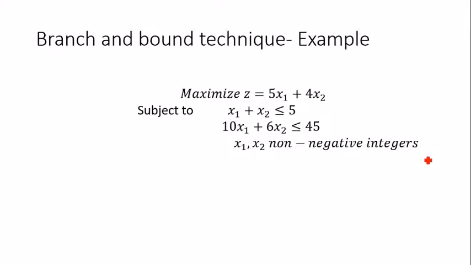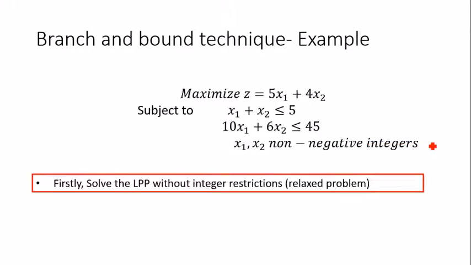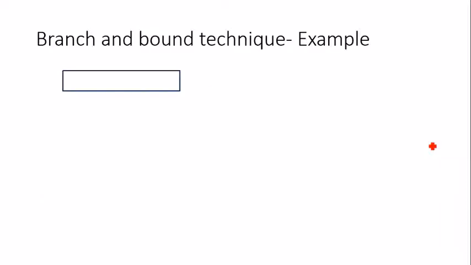What should be the first step of the branch and bound technique? The first step is you just ignore the integer restriction. That means you relax the condition of variables being integers. This problem is called the relaxed problem, and you solve it. Solve it means you find the optimal solution of the relaxed problem. And since it's a two variable problem, we can find the optimal solution graphically. So let's do that first.